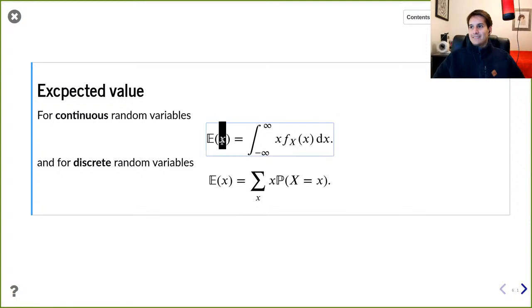Think of it as an input. This x could be whatever function you want, and it ends up here. That's it. And not also here, just here. The same applies for the discrete random variables, of course.